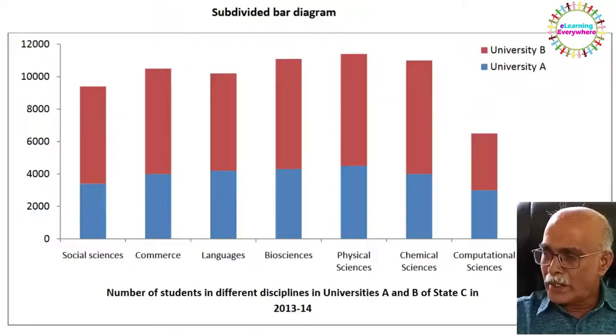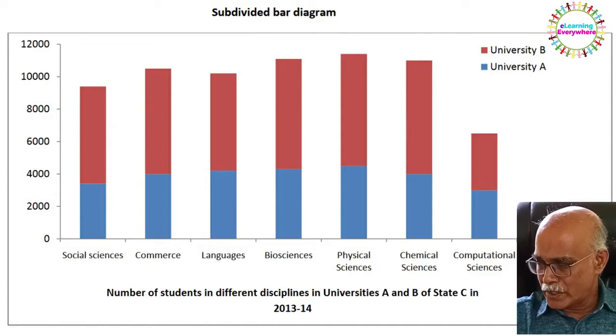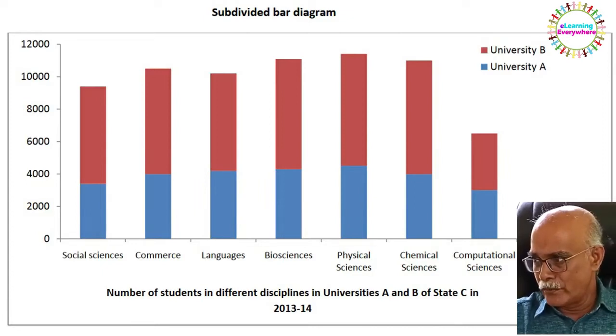And next comes representation of data in a little more complex form. The second type can be called a subdivided bar diagram, where the bars are subdivided into different parts to represent different types of data or different aspects of a particular data. And here an example is given, an example of the number of students in different disciplines in two universities, University A and University B, of a particular state for a particular year.